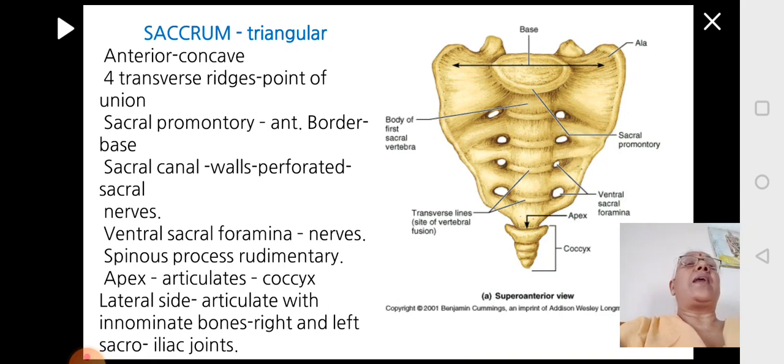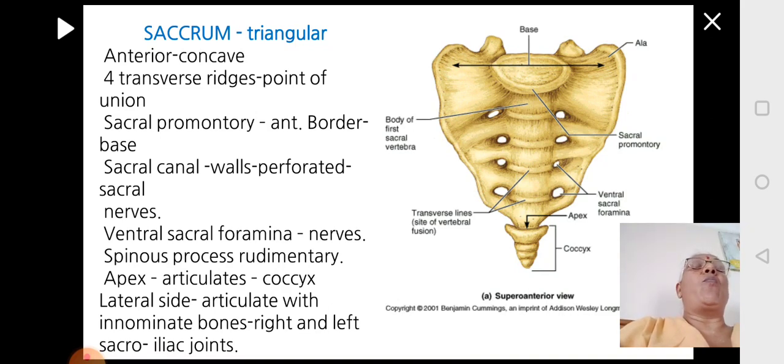You can see there are 4 ridges present. These 4 ridges show the points where the vertebrae have fused. 5 vertebrae are fused, so you can see 4 transverse ridges, which is the place where the vertebrae are fused. Right on the top, on the anterior border, you have the sacral promontory. It is here that it will articulate with the last lumbar vertebra to form the lumbosacral joint.